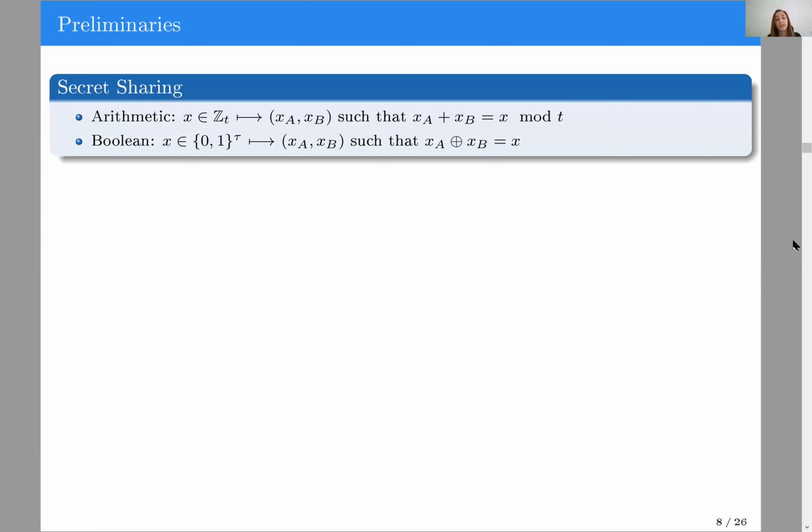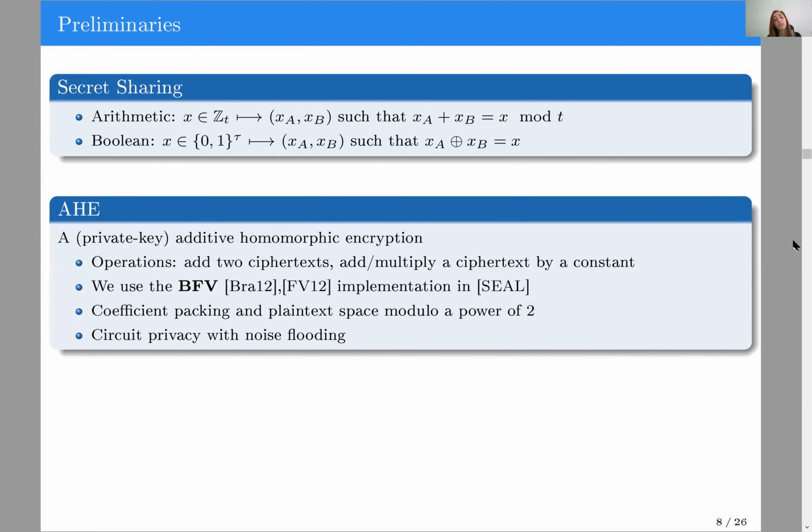Then we have the Boolean sharing, in which we have a vector x, which is a binary vector of size tau. We produce two shares, again xa and xb, which are also binary vectors, such that their XOR gives us back the original x. Secret sharing in our protocol is mainly used to connect all the other primitives inside the protocol. The second primitive that we use is additive homomorphic encryption in a private key setting. Additive homomorphic encryption is simply an encryption scheme that has an additive homomorphic property. So what does it mean?